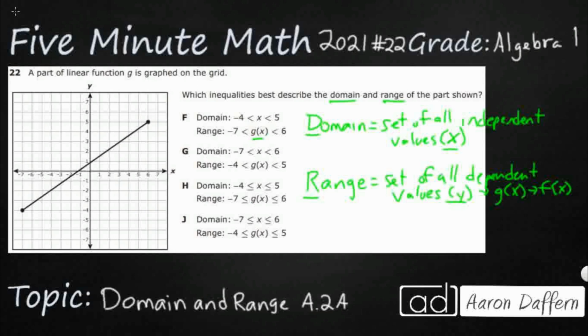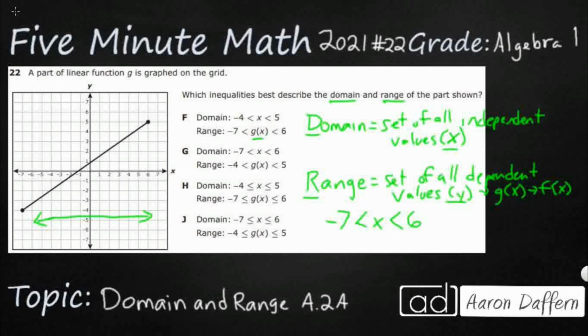So looking at our graph, we visually then need to figure out what our domain and range is. So the domain, the set of all independent x values. So we are going to be looking at just the x's, left to right. I'm going to build it like this. I'm going to say x is greater than, and then what's my smallest value? -7. And then x is less than, what's my largest value? 6.